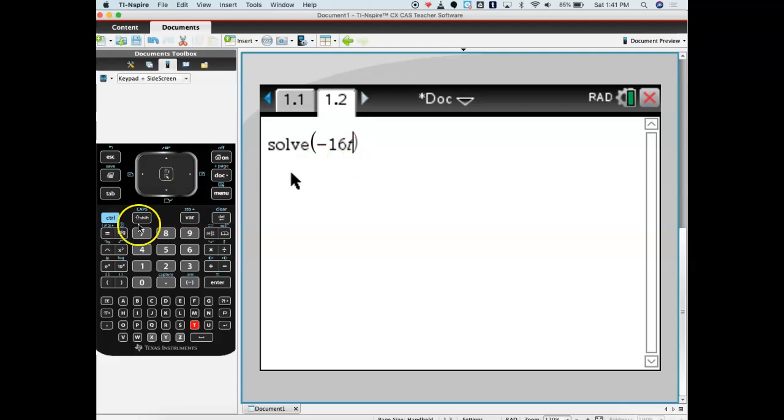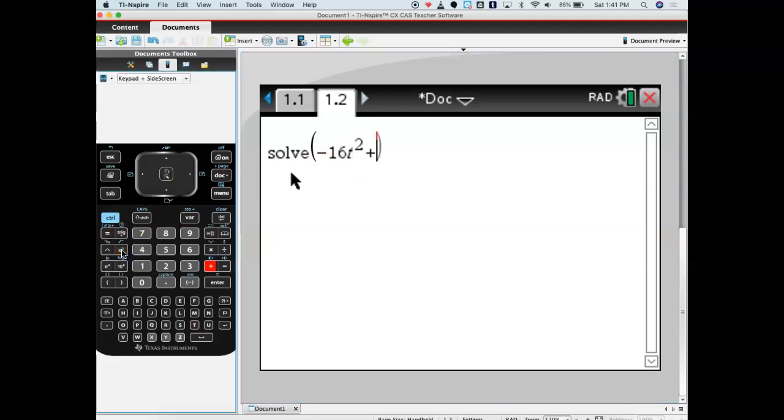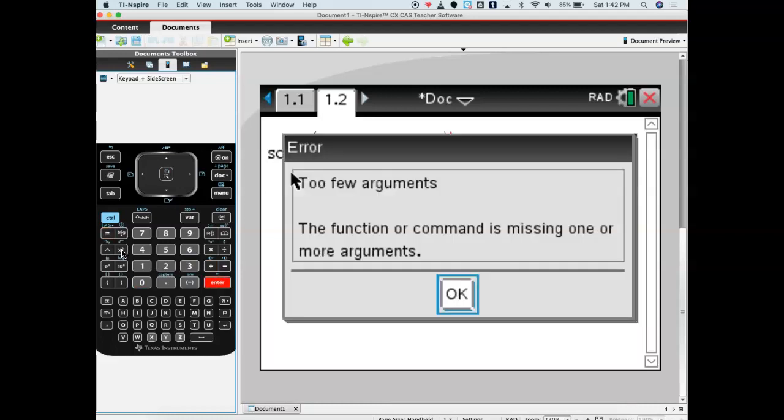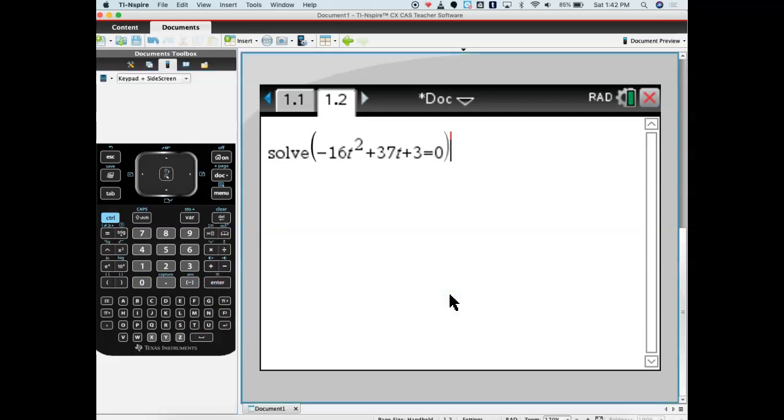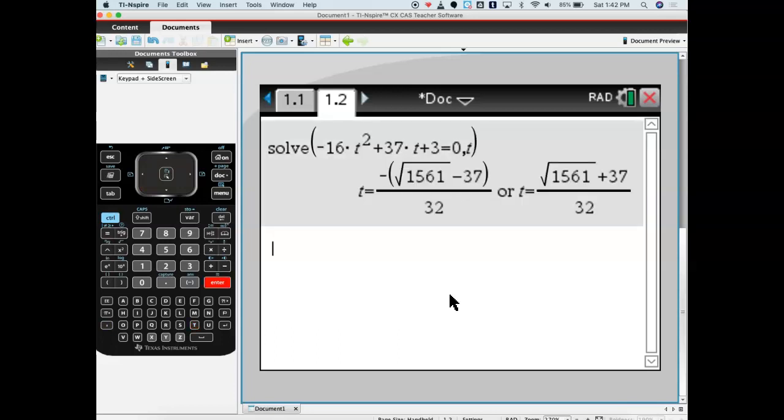If I type in -16t squared plus 37t plus 3, we want to know when this equals 0. Most people hit enter here, and they're like, ooh, too few arguments. That's because you didn't tell the calculator what variable you wanted to solve for. It's not looking at t as a variable. So I have to come inside and give it a comma, please solve for t.